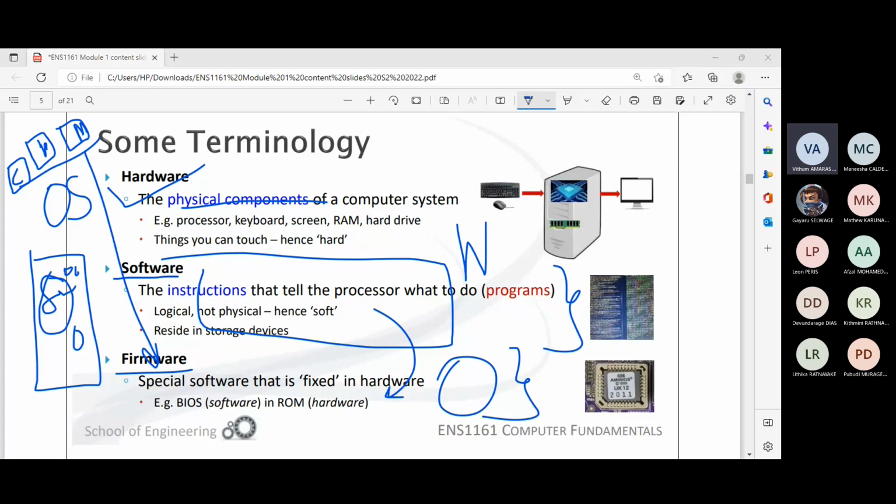This is the same as a BIOS update in computers, right? Yeah, perfect. An example is a BIOS update. If there's a power outage, then it will get corrupted, right? Yeah. Perfect. Any other?